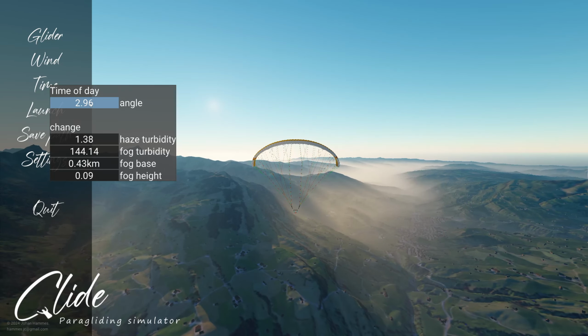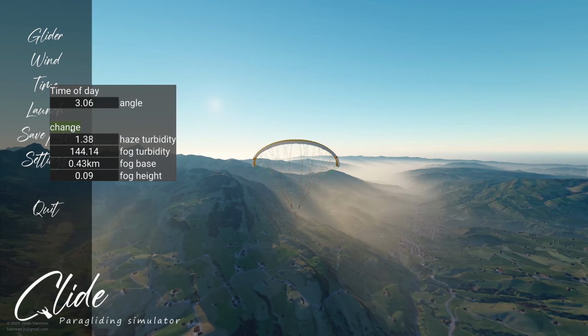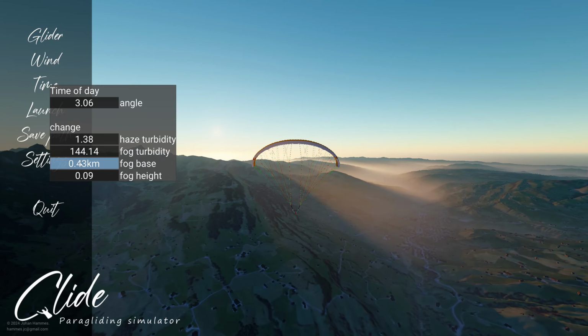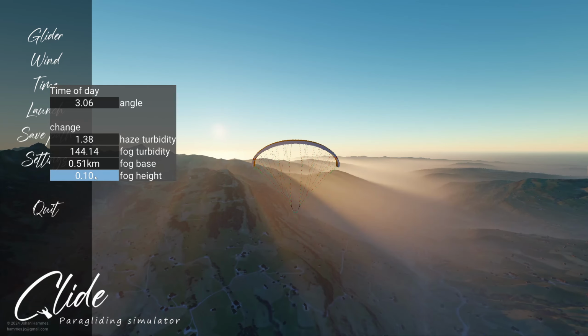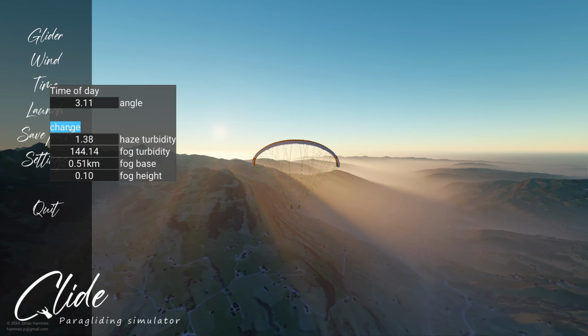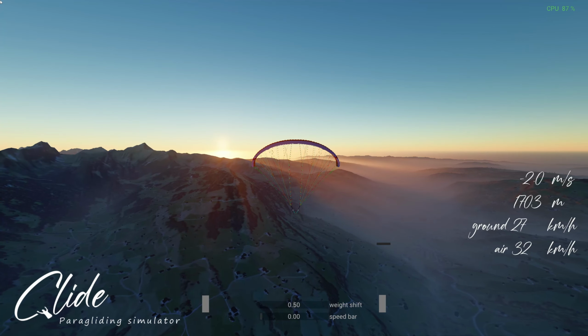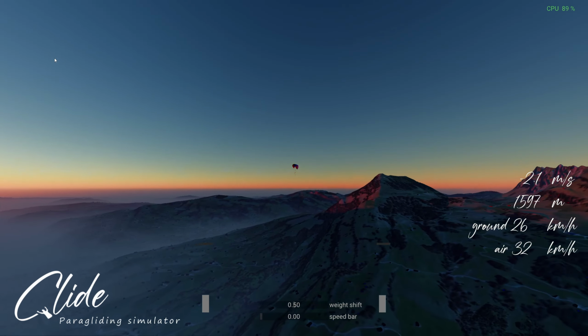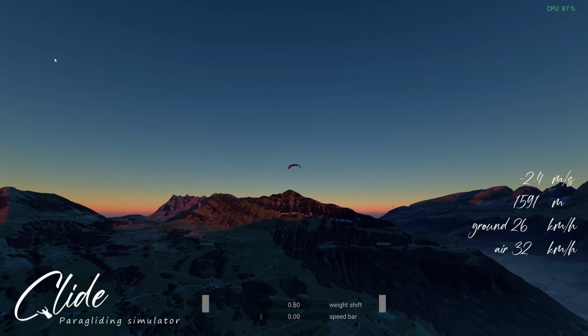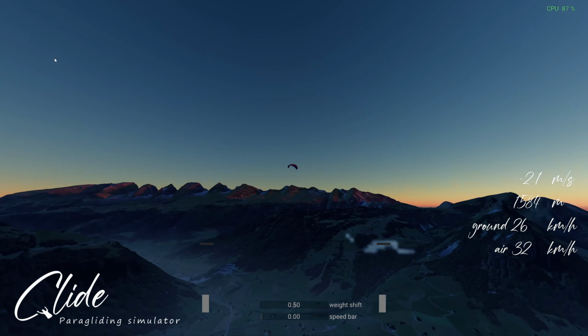Here you can see me playing around with different atmospheric settings, base fog height and densities, haze turbidity, and also time of day. There may be no thermals, and flying is really over, but the sunset is gorgeous.